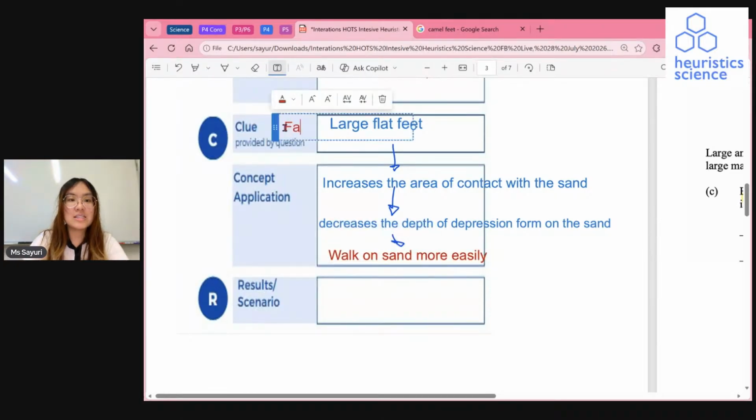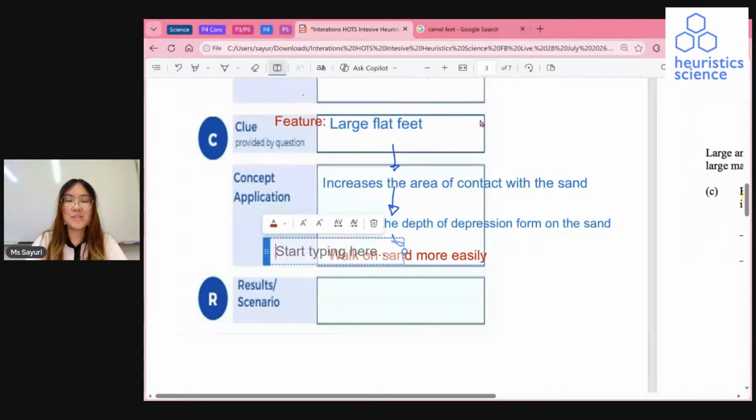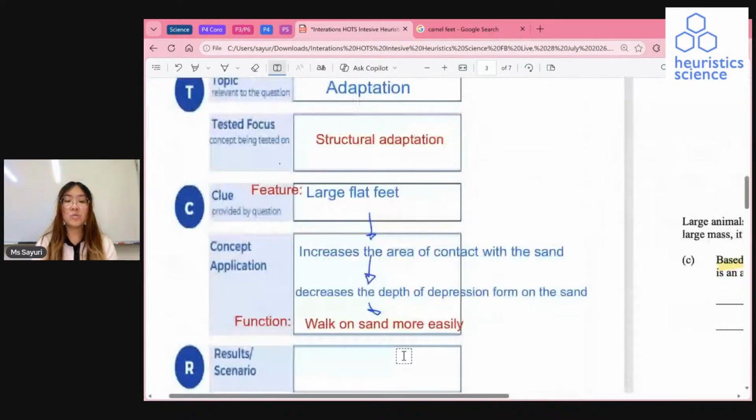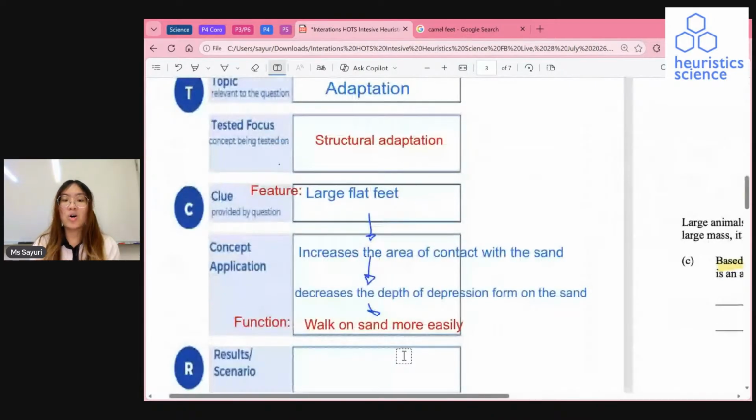is, again, the feature. And this is from the experiment. But I have no space right here, so I just continue on. And this one over here is the function. And now, students, why do you think they must walk on sand more easily? Why not just walk on sand slower or something?